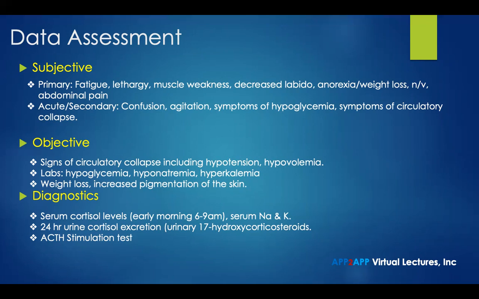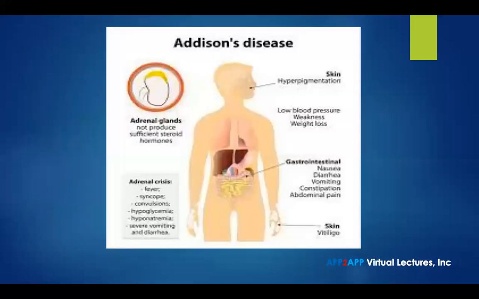and these are all objective findings in this patient population. Diagnostics: you're going to want to arrange for serum cortisol levels, specifically the early AM cortisol level, which needs to be drawn between 6 and 9 AM. And you're going to also want to arrange for serum sodium and potassium levels, as well as a 24-hour urine cortisol excretion and an ACTH stimulation test. And of course, you're going to want to arrange for an endocrine consult.